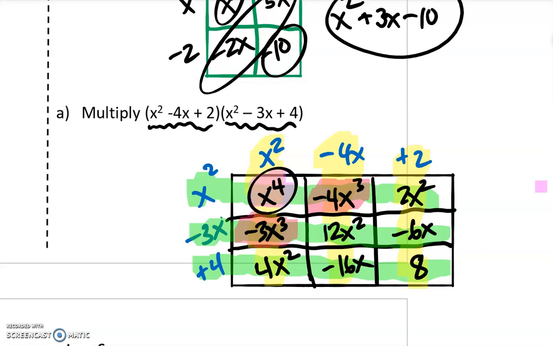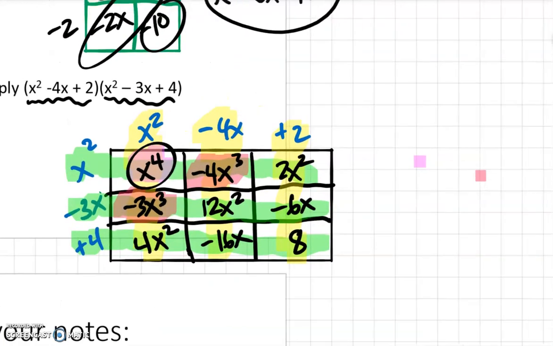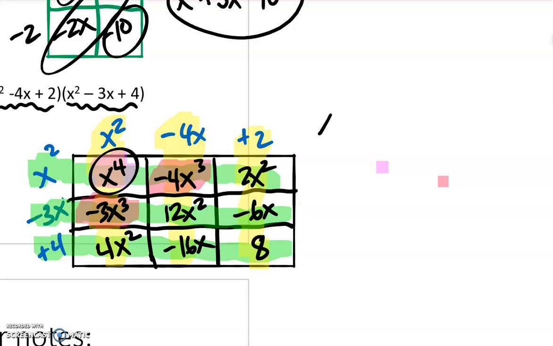It's not working too well. That's the only x to the 4th power, so let's write that one first. Highest degrees are written first for standard form. So that one's done. Next we have third powers, so these two we can add together. Those are like terms. That gives us negative 7x cubed.